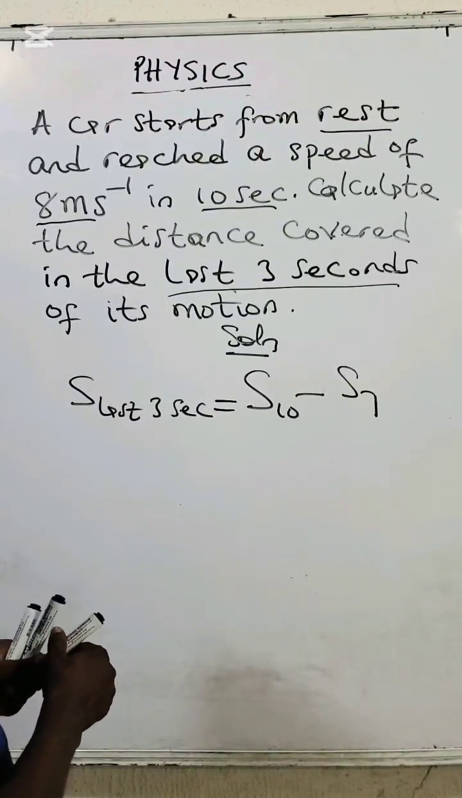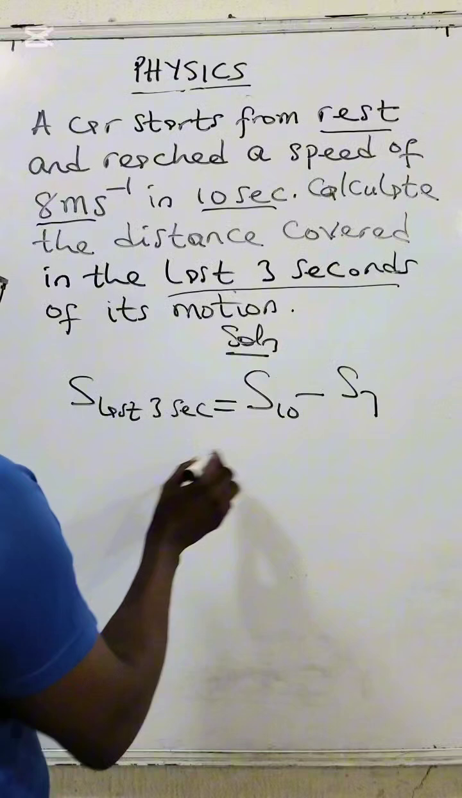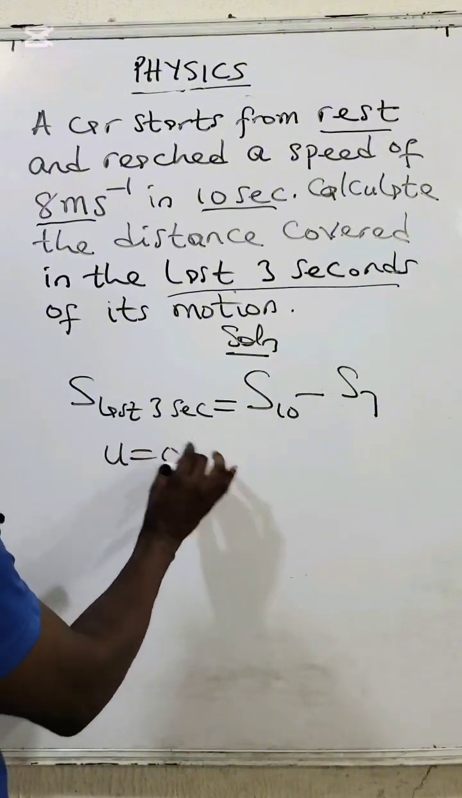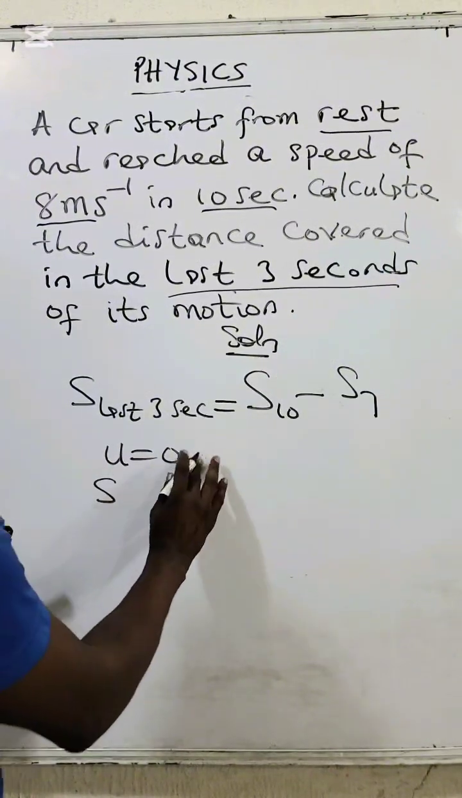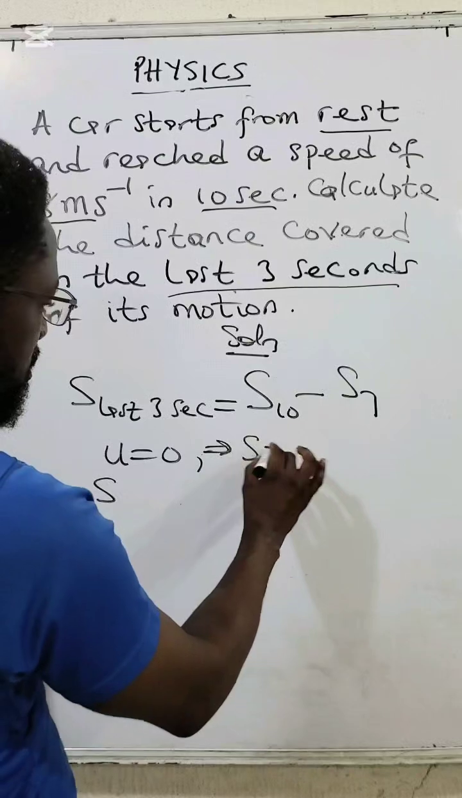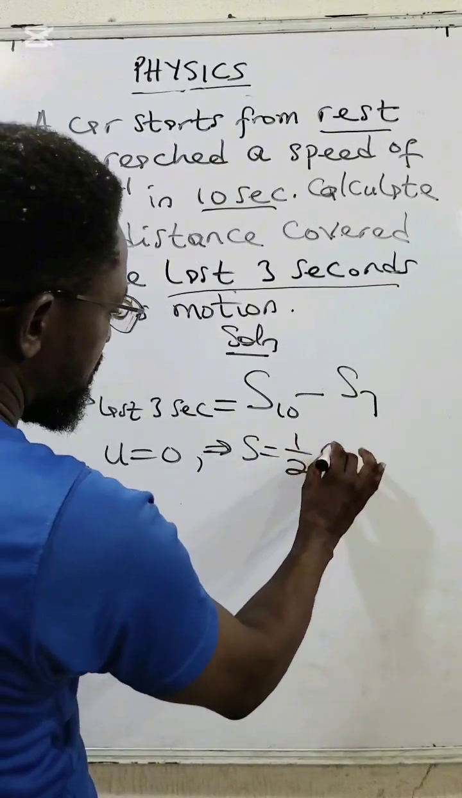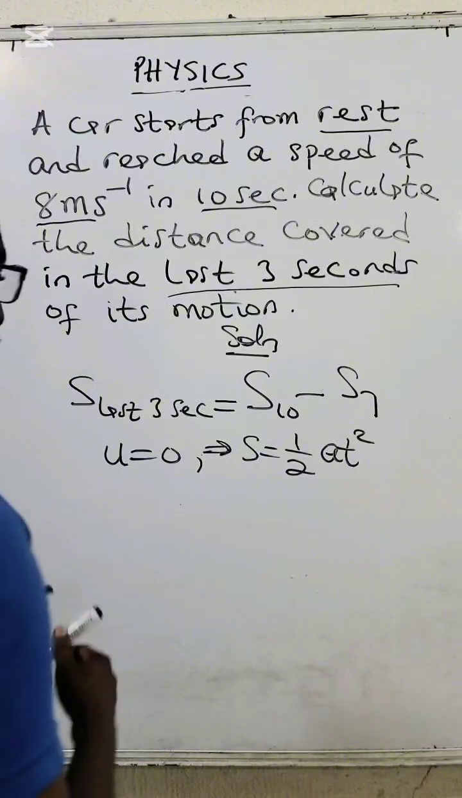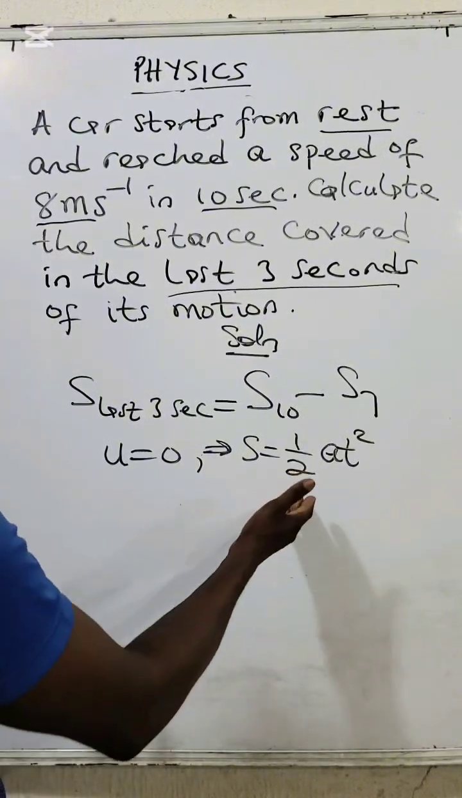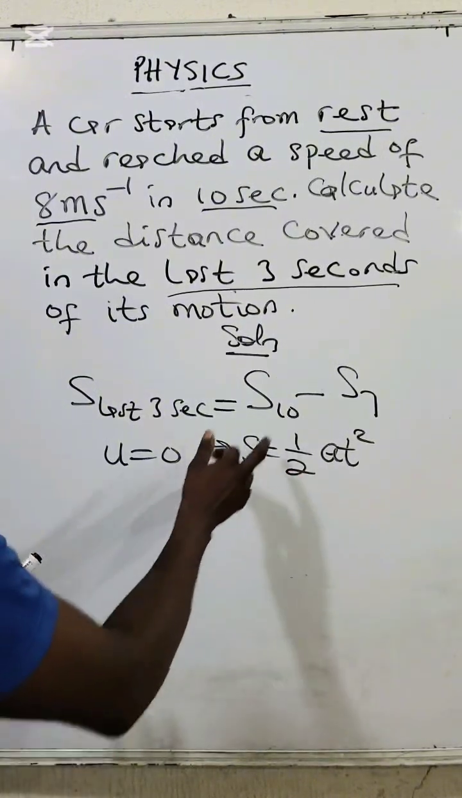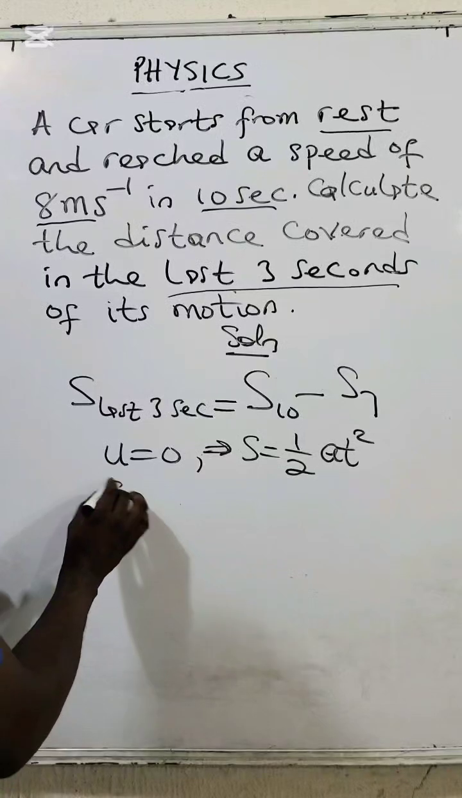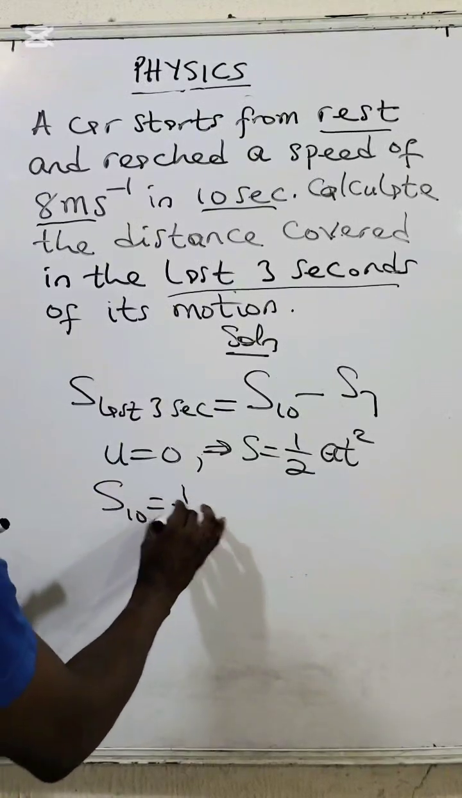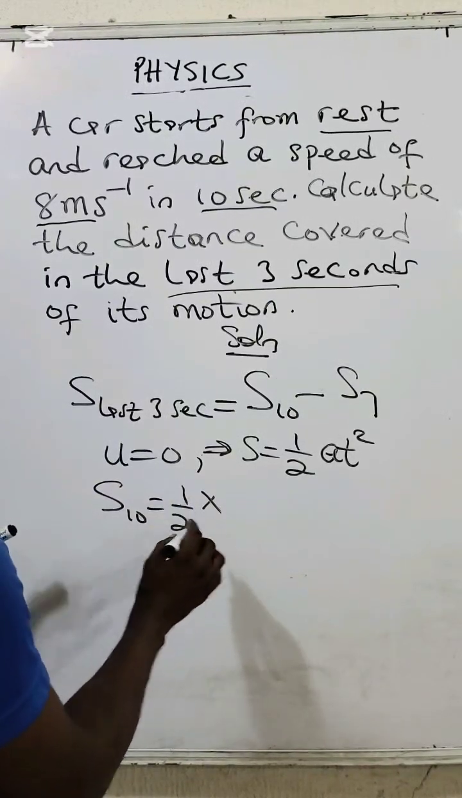Since you are told that the car starts from rest, it means u is equal to 0. So that means s is equal to half at squared. From s equals ut plus half at squared, ut becomes 0, so s will now be half at squared. So the distance covered in 10 seconds will be half a.